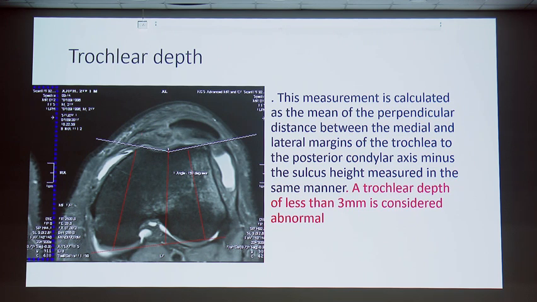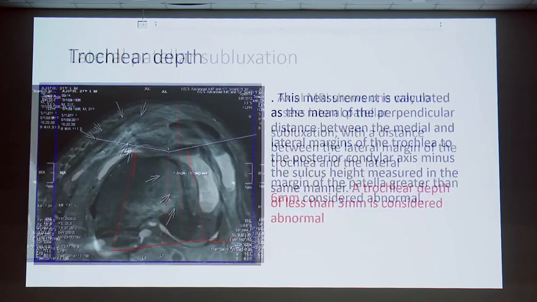And trochlear depth, how to measure? Draw a line from the posterior femoral condyle, from the posterior margin of the lateral condyle, and you can see the full length; this is the trochlear depth. Calculate A plus C minus B, and that will give the depth. So it is very important. If it is less than 3 millimeters, it means definitely there is less depth.